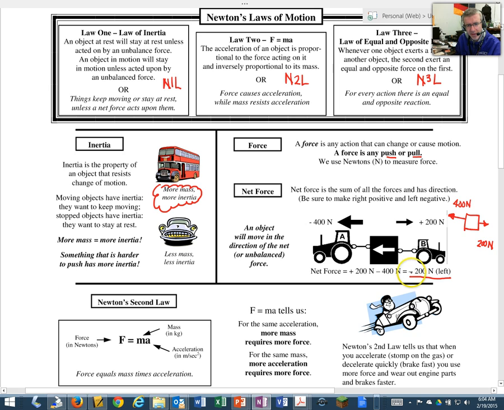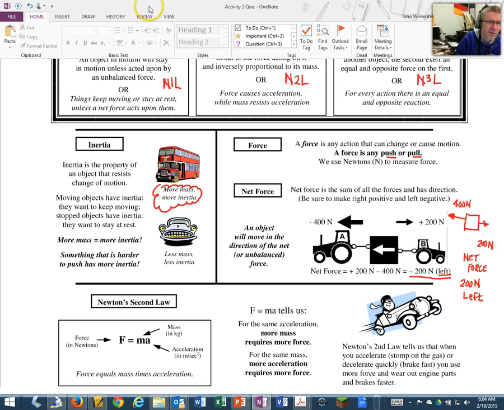And technically, you don't need the negative sign if you're going to put on the left part. So you could just say the net force on this box is 200 newtons to the left. And this is what I need when you tell me a net force.